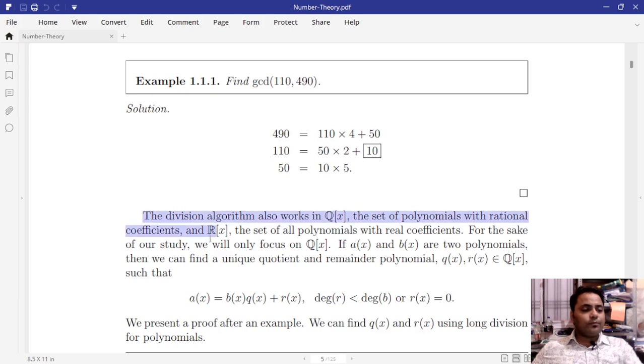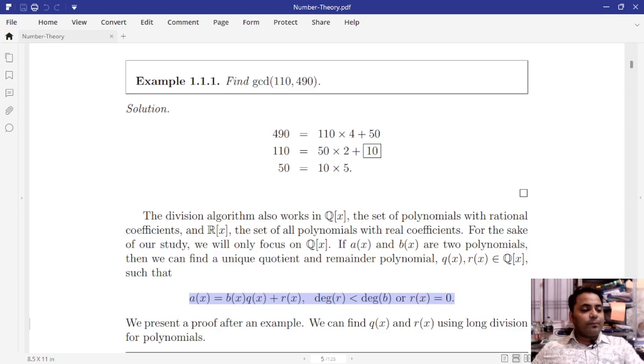This is important to understand: if A(x) and B(x) are two polynomials, then we can find the unique quotient and the remainder polynomials Q(x) and R(x), which belong to the set of polynomials with rational coefficients, such that A(x) is equal to B(x) into Q(x) plus R(x), and the degree of R is less than the degree of B for the proper division, or R(x) is equal to 0.